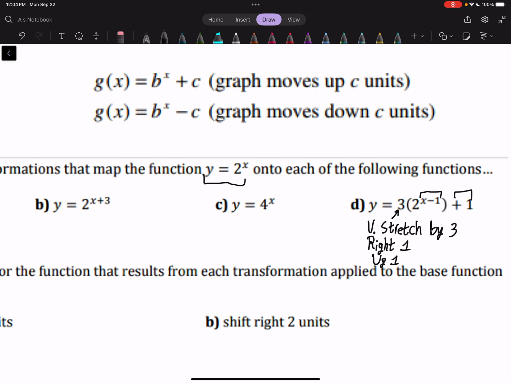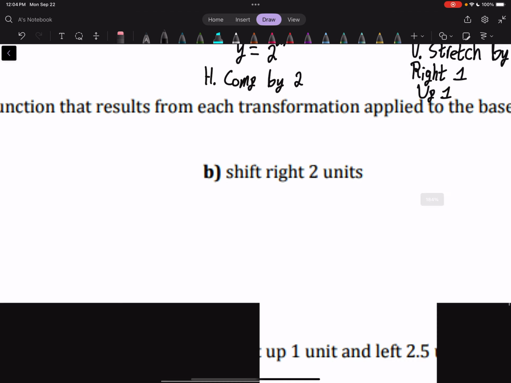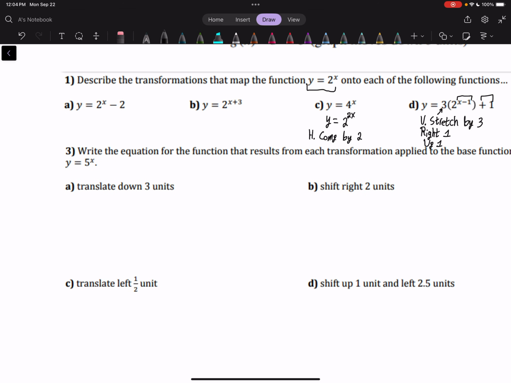For part C, this is y equals 2 to the power of 2x. So I took out that square because I wanted the base to be 2. This is a horizontal compression by 2. All right, you try A and B.